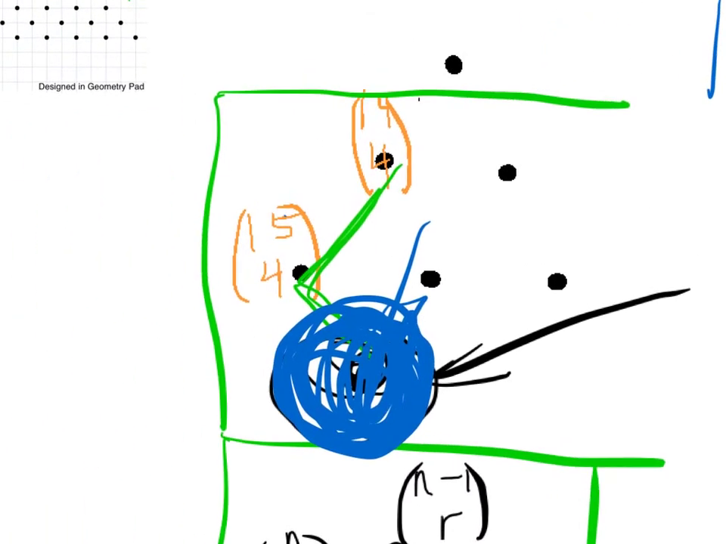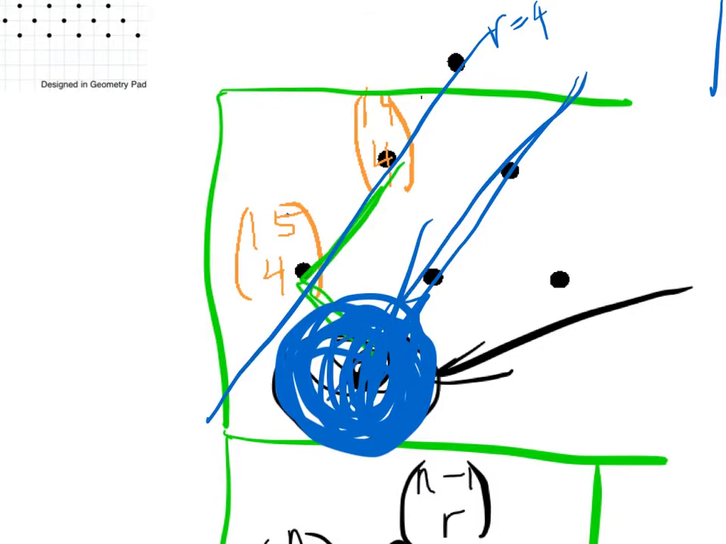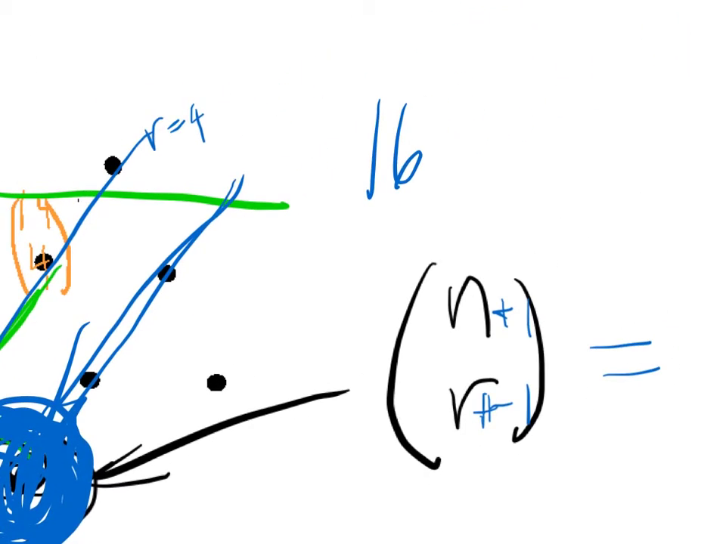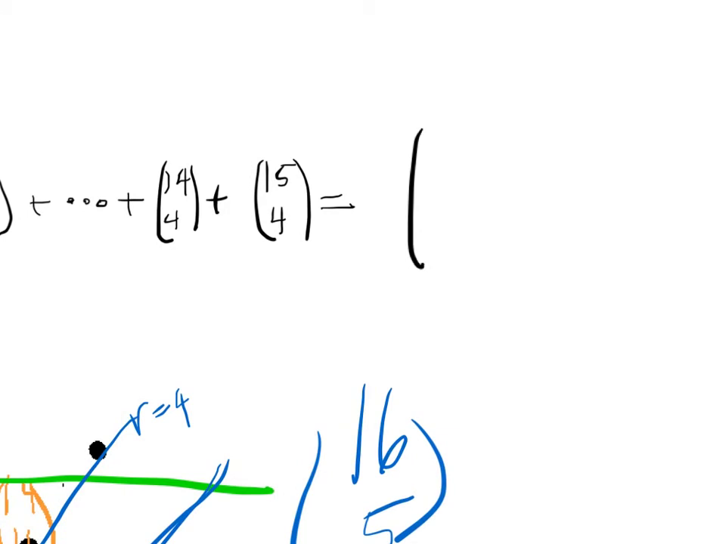Now let's look at this diagonal. If all of these are 4, all of these are what? If r is 4, then these must be 5s. Right, okay. So that means all of these things add up to 16 choose 5. Now the audience knows who did it, the mystery, and we say, okay, what does all this add up to? It adds up to 16 choose 5. Okay.